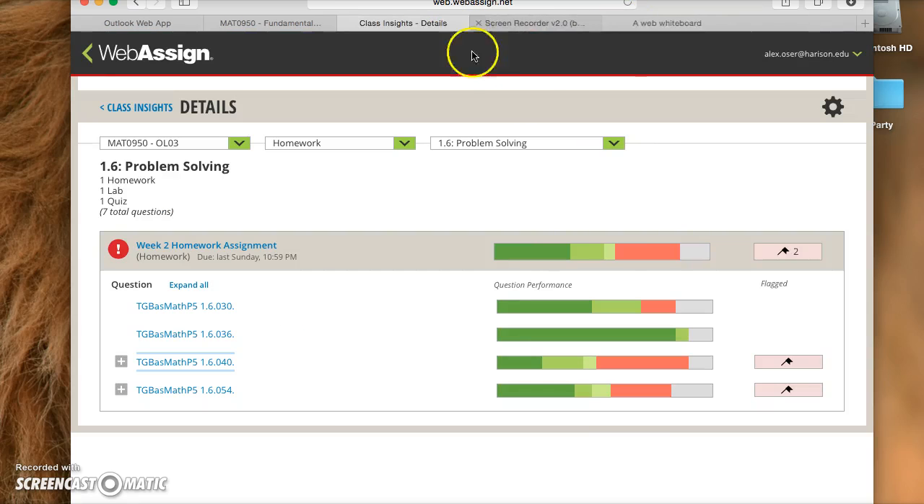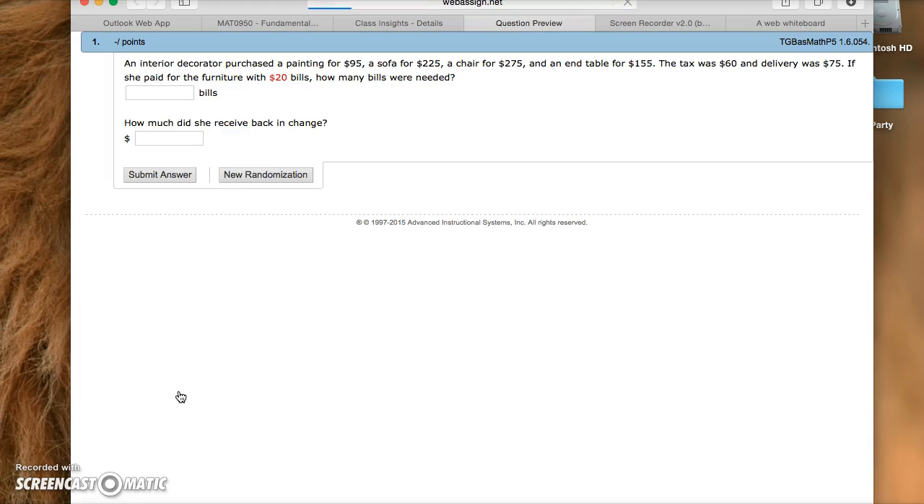All right. Let's take a look at one more question here. So this was the most commonly missed. This problem here was the next most commonly missed. Let's take a look at it. So for this problem, it says an interior decorator purchased a painting for $95, a sofa for $225, a chair for $275, and an end table for $155. The tax was $60 and the delivery was $75. If she paid for the furniture with $20 bills, how many bills were needed?